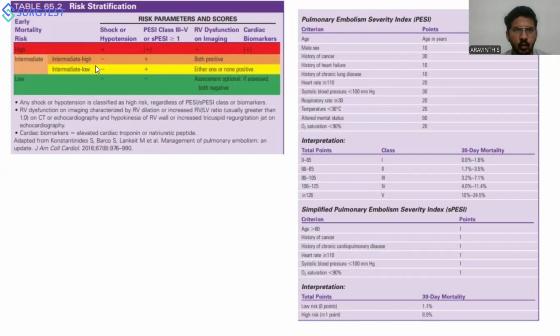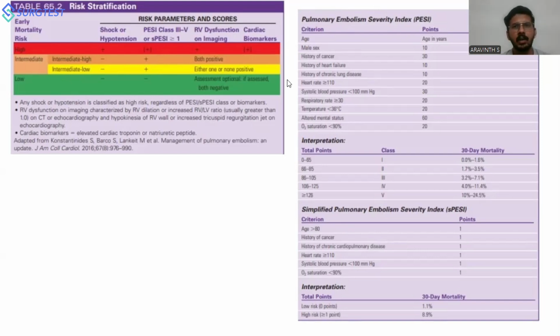Intermediate high categories usually do not have shock or hypotension, but they have both RV dysfunction and elevated cardiac biomarkers, with a higher PESI class or higher simplified PESI score. While intermediate low, they do not have both RV dysfunction and cardiac biomarkers, but only one of them is positive. Okay? That is the differentiation between high, intermediate, and low risk.